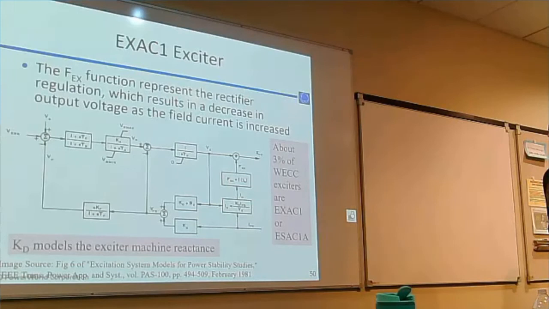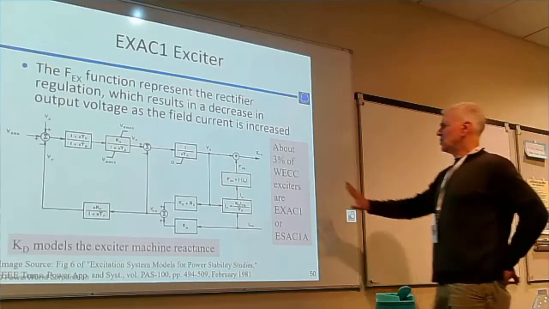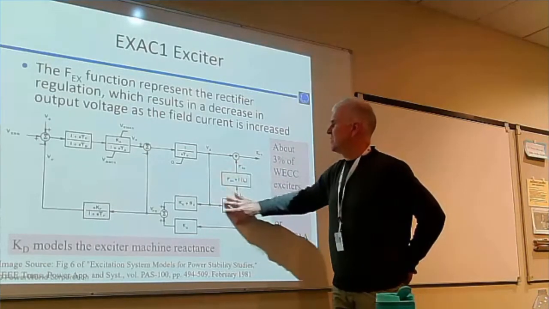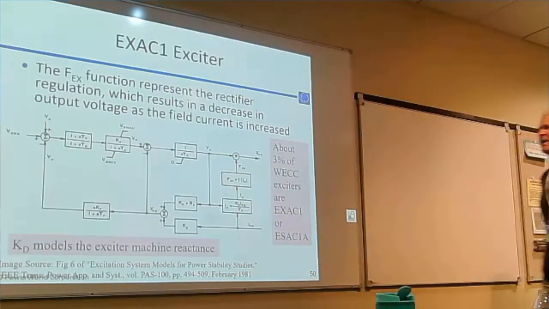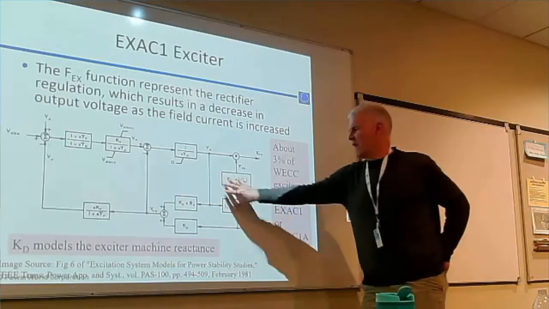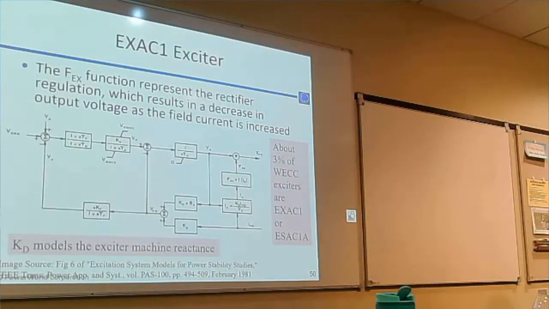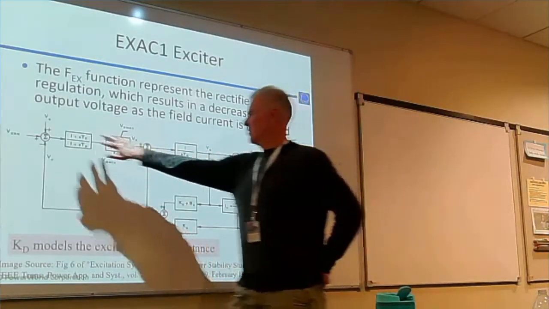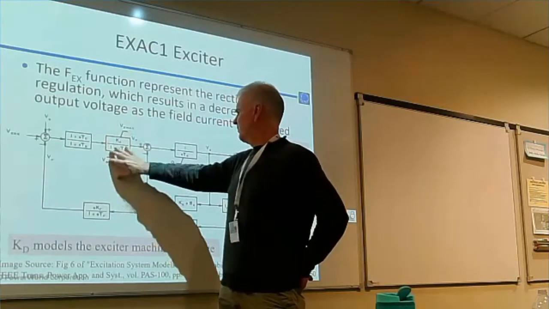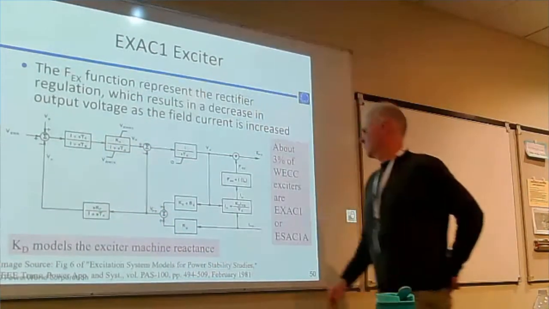By the time we got to 1981, they had changed this one substantially, and the substantial change was this functionality in here. The FEX function represents the rectifier regulation, which results in a decrease in the output voltage as the field current is increased. So this is representing the rectifier behavior on the machine. Okay, you should see some things that are similar here. Lead lag block there, there's the voltage amplifier, and there's a feedback there.